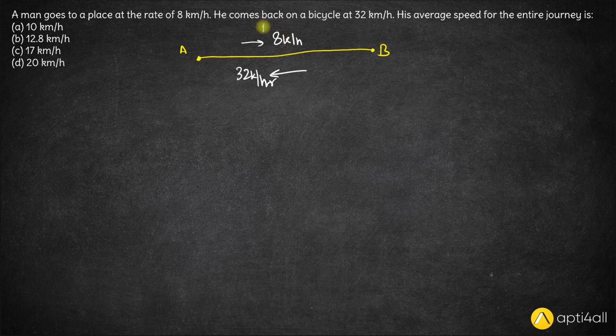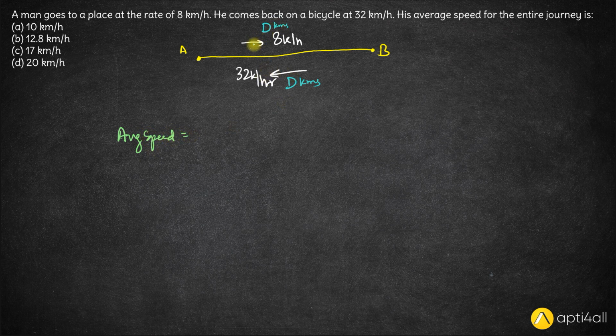So, let's assume that the distance between A and B is d kilometers. So, while going, he travels d kilometers, and while coming also, he travels d kilometers. So, average speed is the total distance traveled.